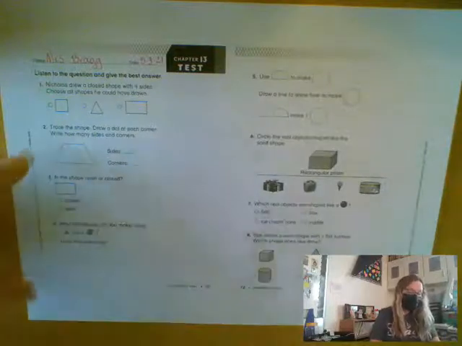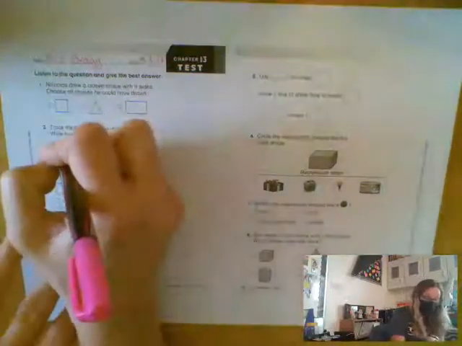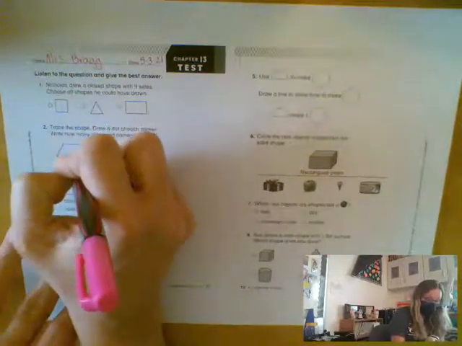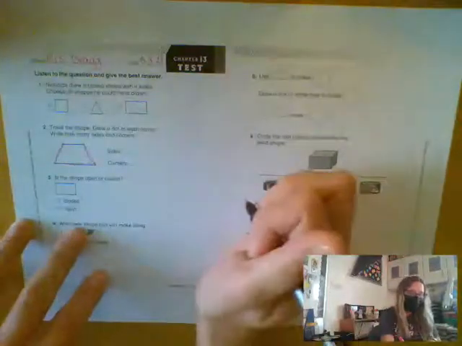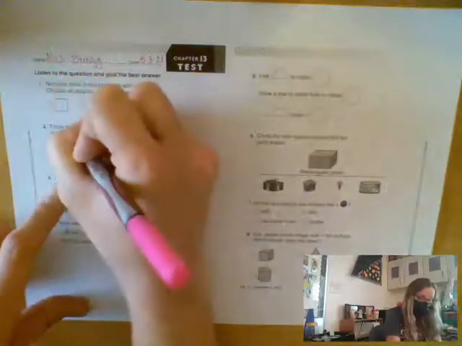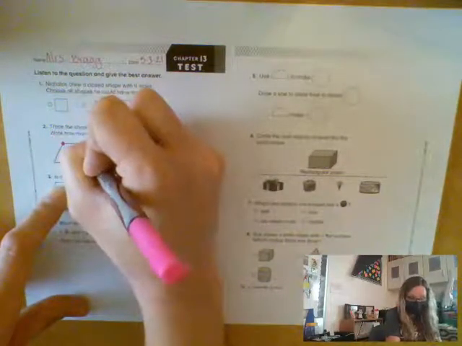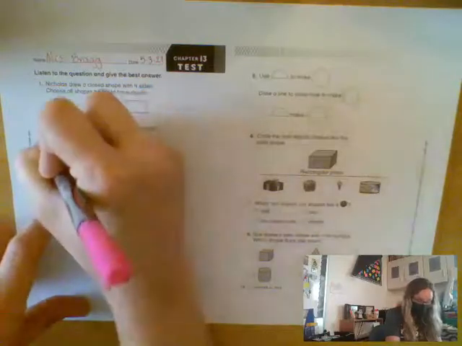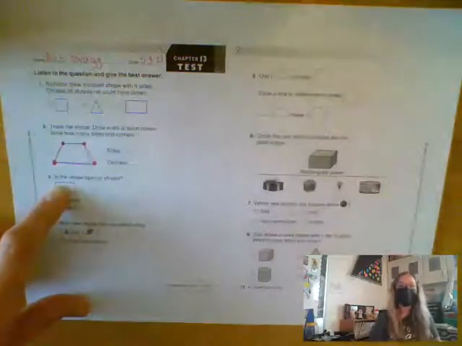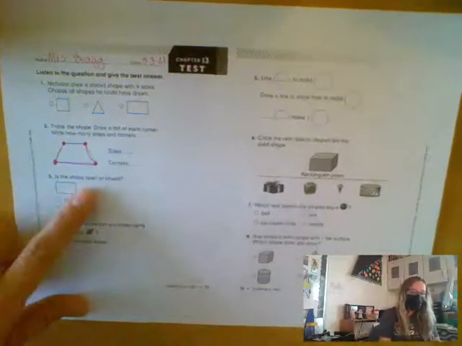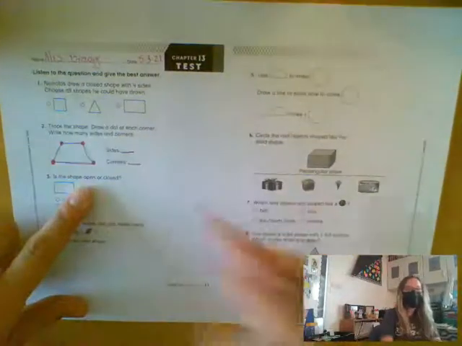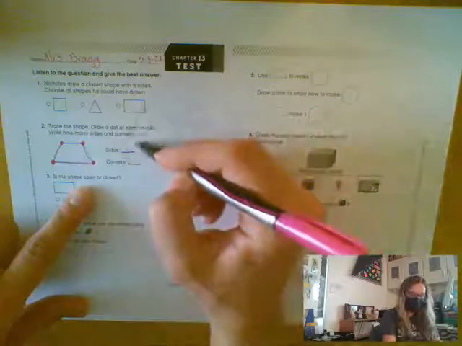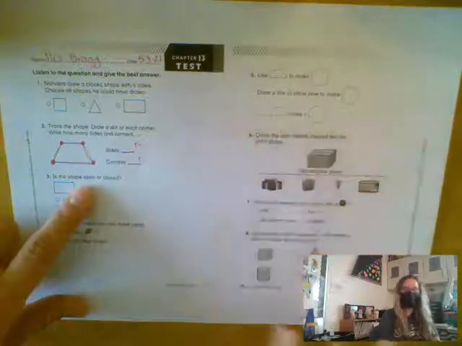All right, number 2 says trace the shape. So you're going to want to trace the shape because if you don't trace the shape, that's half a point and that's silly. And then it says draw a dot at each corner. So you're going to want to draw a dot at each corner because if you don't, you didn't follow directions and then you'll lose a half a point and that's silly. And then it says write how many sides and how many corners that shape has. So put how many sides right here and how many corners right here.